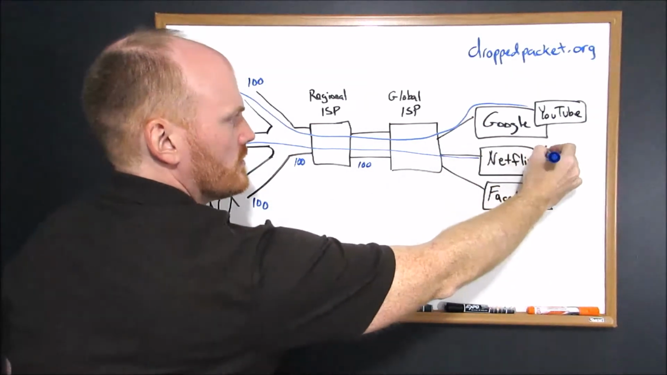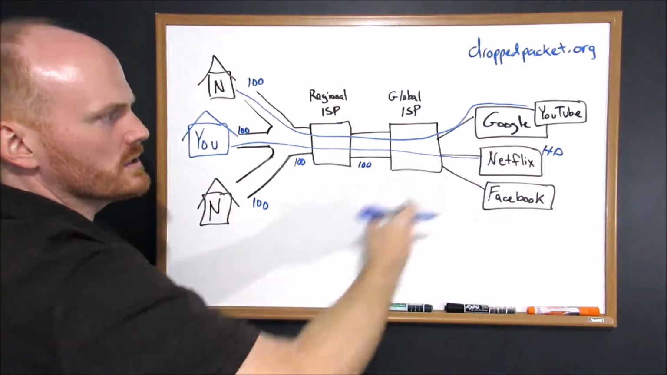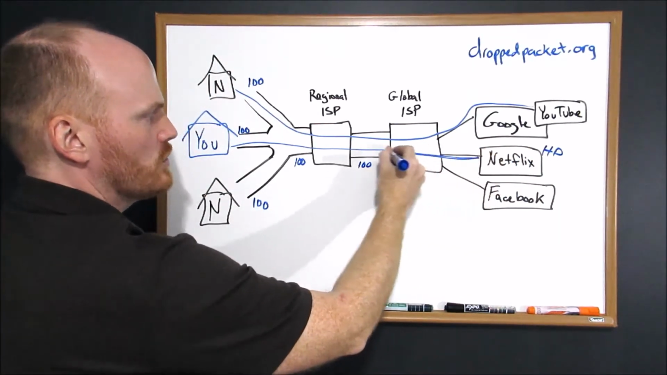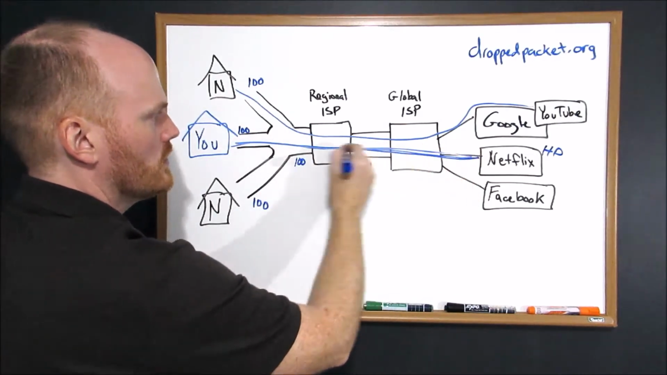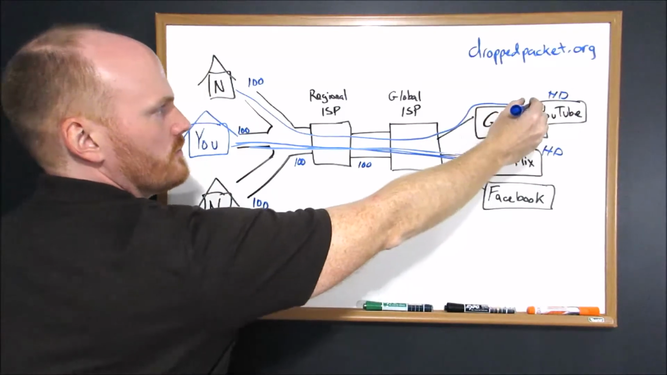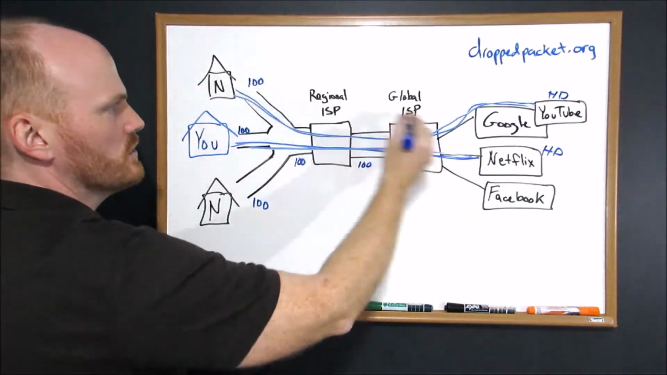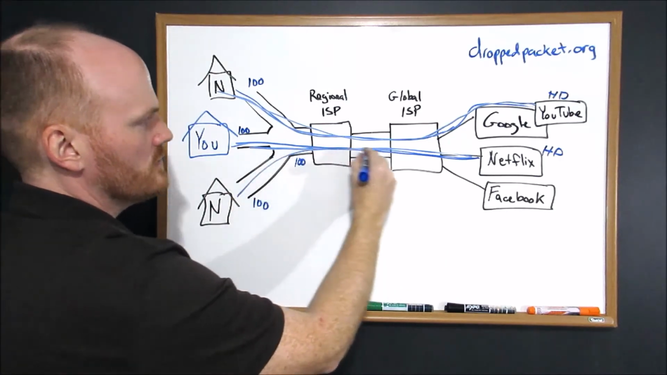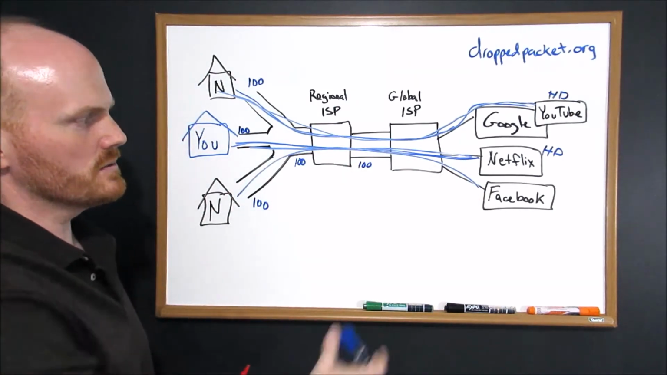But let's say Netflix rolls out HD, which they already have. So now you're going to be using more bandwidth. And then YouTube does HD. So now your neighbor's going to be using more bandwidth. And then your other neighbor starts doing something on Facebook.